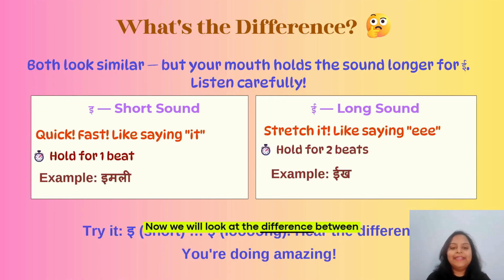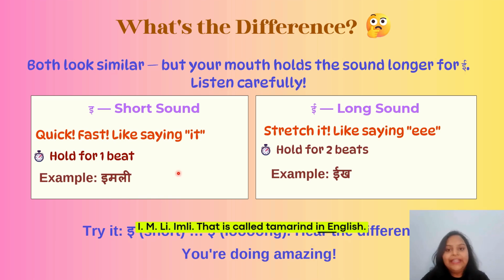Now, we will look at the difference between the sound of E and E, like we did for A and A. These both look similar, but your mouth holds the sound longer for E. Now listen carefully. E has a short sound, quick, fast, like say it, sit, bit. You have to hold your breath for one beat. An example of E is imli. That is called tamarind in English.